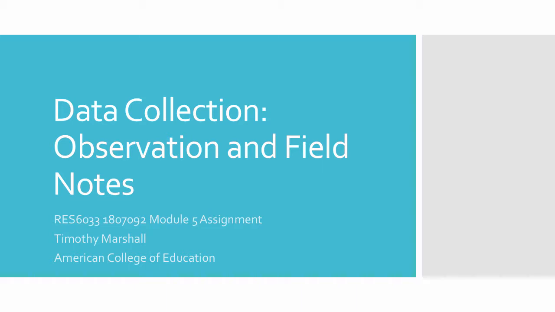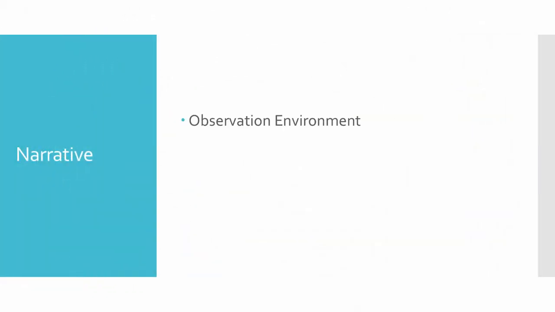Class Qualitative Research Methods, Module 5 assignment for the American College of Education. My narrative will explain the observation environment, give a brief shot of the field notes that will also be attached as an appendix, and reflections on the observations that I made.